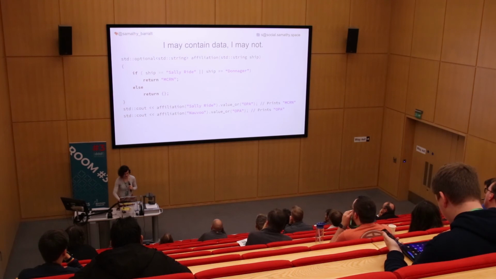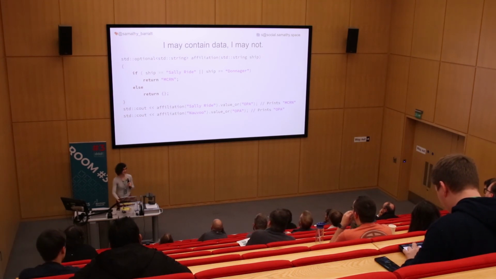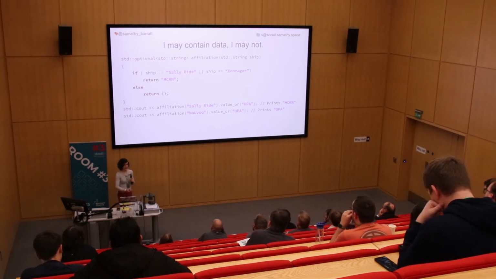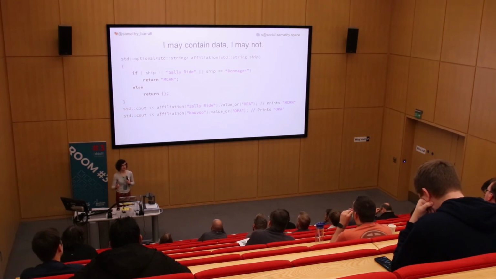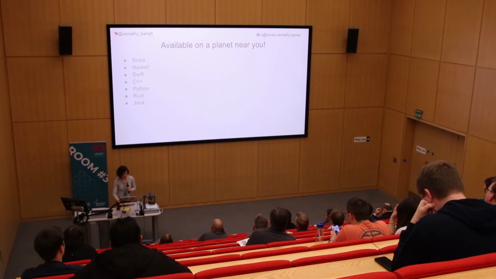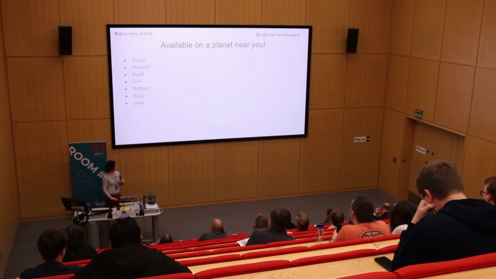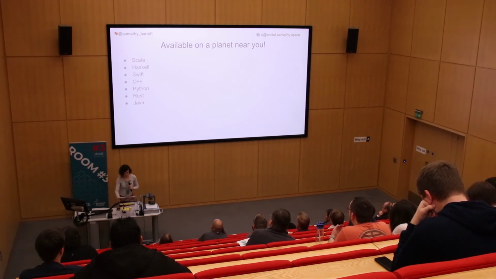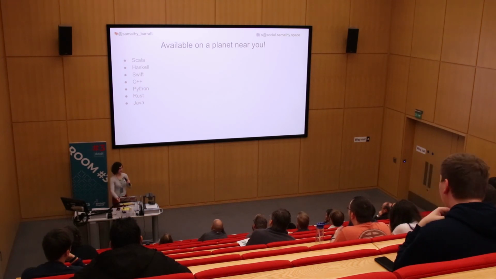Let's just go back a sec. So I may contain data, I may not, essentially. It's an actual detectable nothing value. It's not a null reference, it doesn't have a thing in it, and it's really interesting, right? It's completely separate from all the other nothings that we've talked about. Optionals came from functional programming languages, but they're probably available in a language near you. We've got them in Scala, Haskell, Swift, C++, Python, Rust, Java, basically everything. I mean, that's not a list of everything, right?